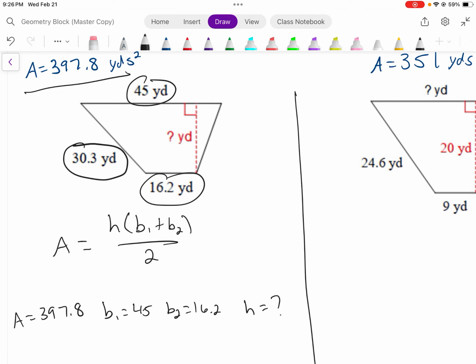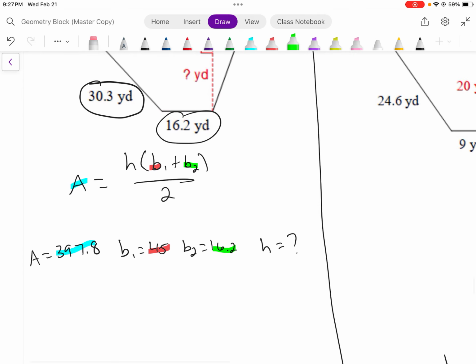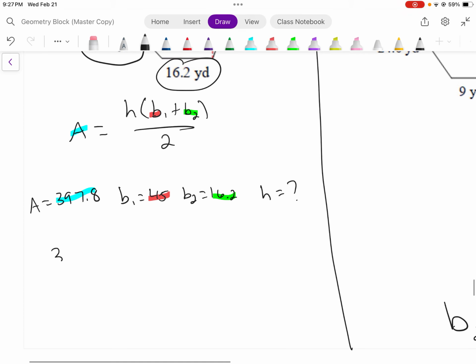Now, the other thing too, this is a great example. Sometimes we will be giving you stuff that has nothing to do with you actually finding what we're asking, so make sure you understand the different parts of the formula. Here, doing exactly what we were doing, we are still just substituting in what we know. H, we're just going to leave as H. That's my goal, I want to find H. So 397.8 equals height times that 45 plus 16.2, all over 2.